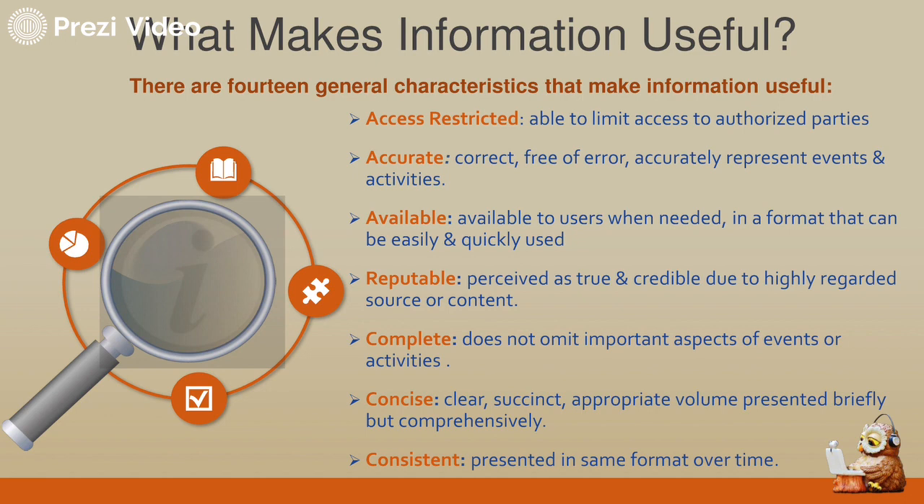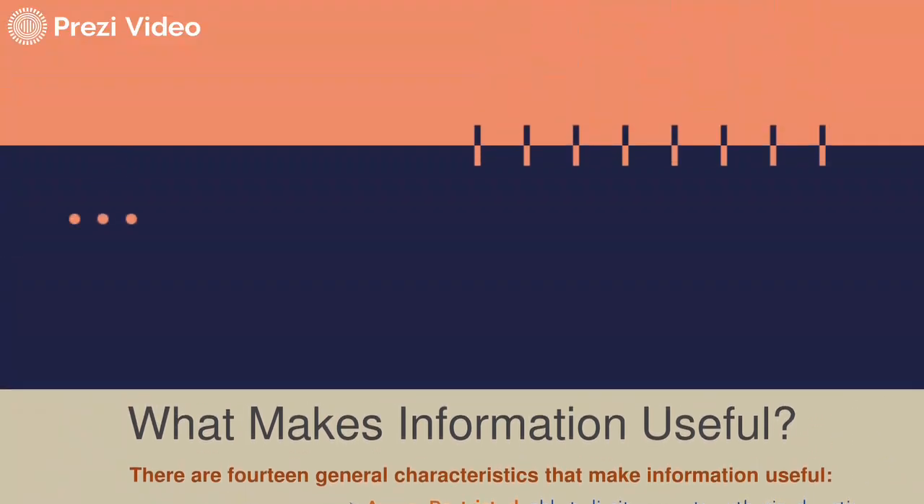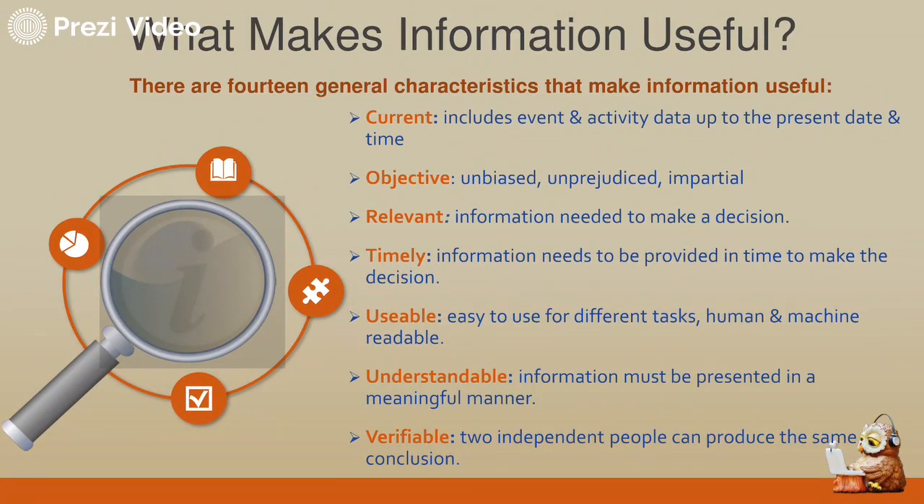Okay, and then the other characteristic is consistent, whereby the information is presented in the same format over time. And the other characteristic is timely, whereby the information needs to be provided in time to make the decision. So if they fulfill these characteristics, we can say that the information is useful.